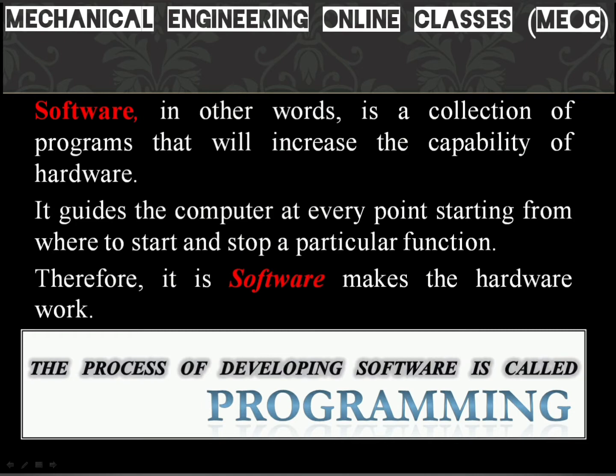So it is software that guides a computer at every point: where to stop, when to start, how to function, what the task is, how it should be done, how to cross-check for errors, how to make decisions, and when to give warnings. All these things are taken care of by software. So it is the software that makes hardware work. And the process of developing such software is called programming.